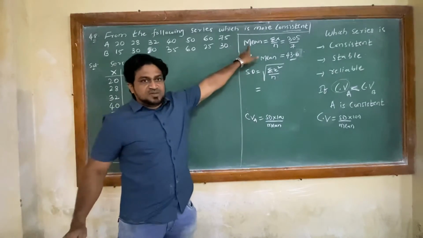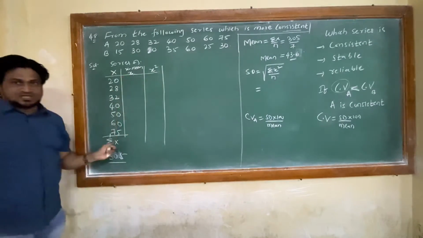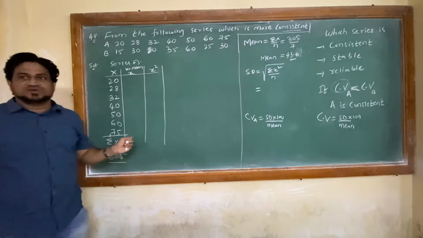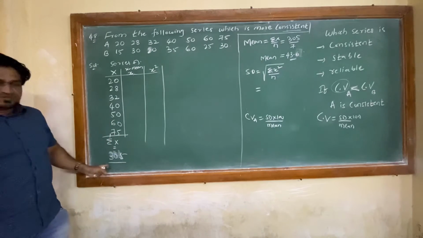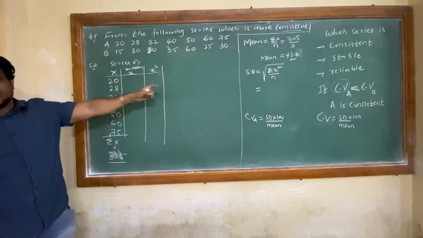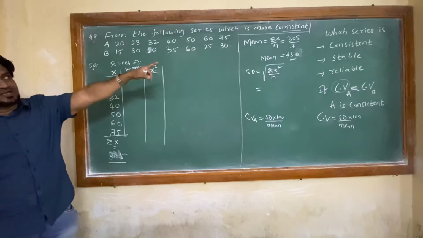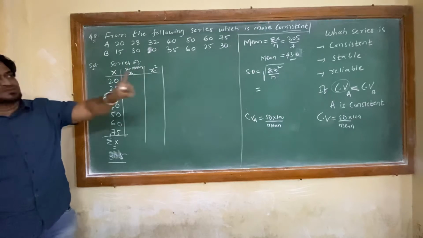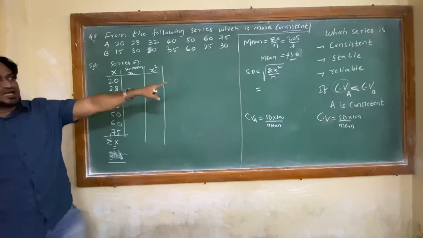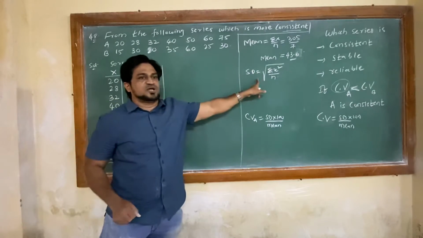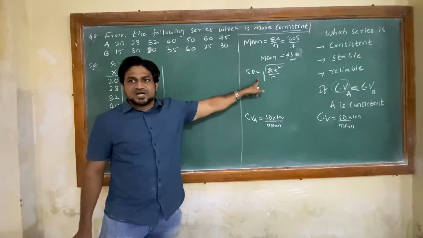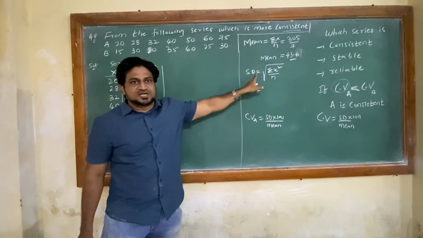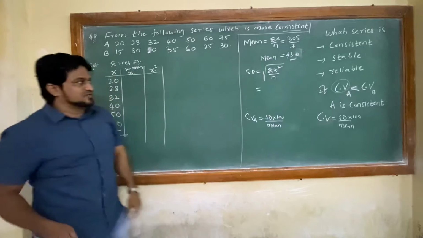We have to find mean of this individual series. To find mean of individual series, we have to find sum of this, 305, then divide by n. Sum of the numbers by n equals mean. Once we get the value of mean, you can take it correct to 1 decimal place. Then to find standard deviation, we have to use this formula. You should know this one. Earlier I explained standard deviation for individual series. This is the formula for standard deviation.